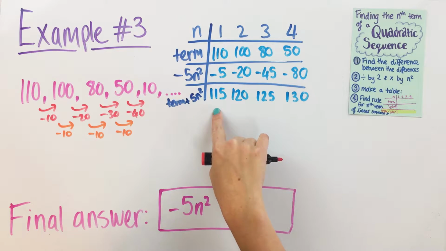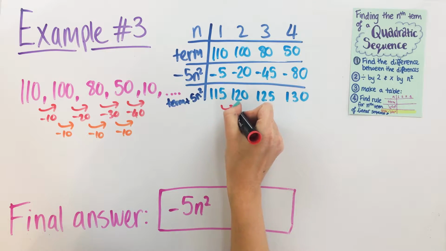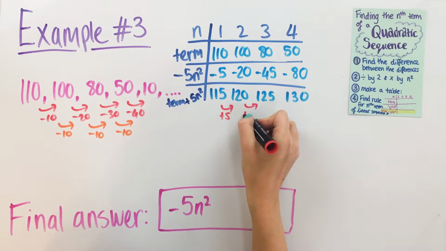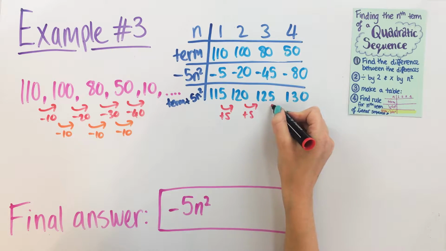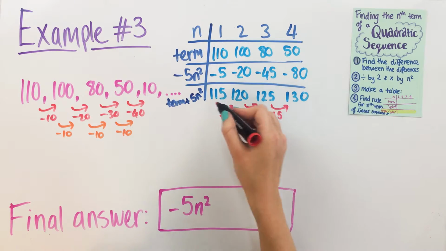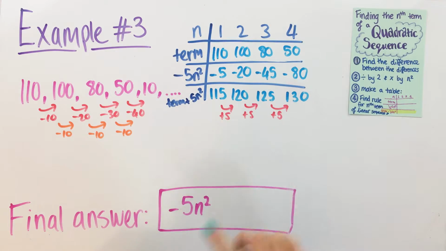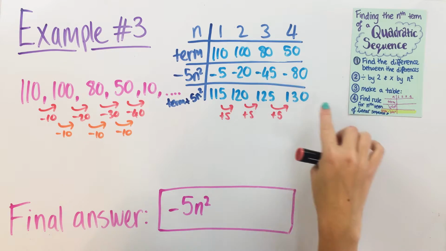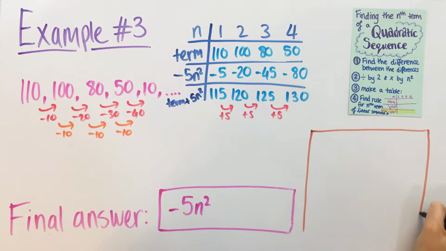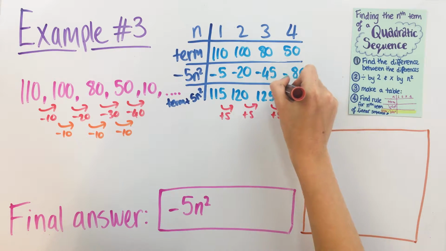So to get from 115 to 120, you plus 5. 120 to 125, you plus 5. And likewise here, we also plus 5. So as always, we've ended up with a linear sequence in this final row. So we now progress to step 4, which is finding the nth term of this sequence. So let's draw a box here where we're going to work this out. So we want the nth term of this sequence here.